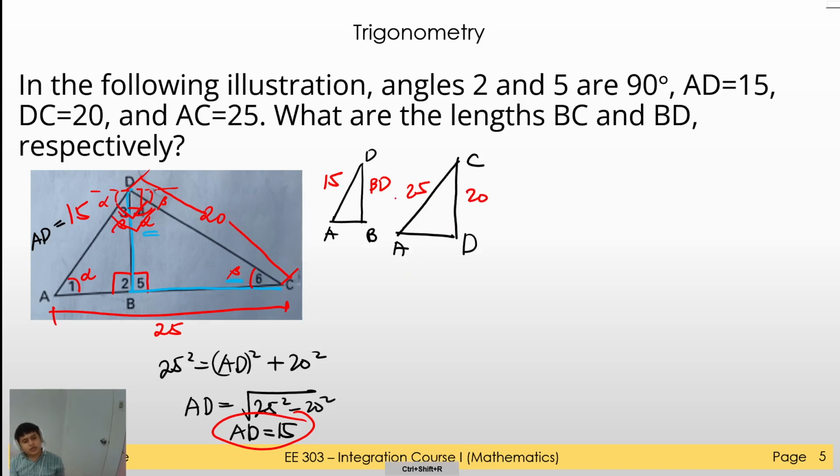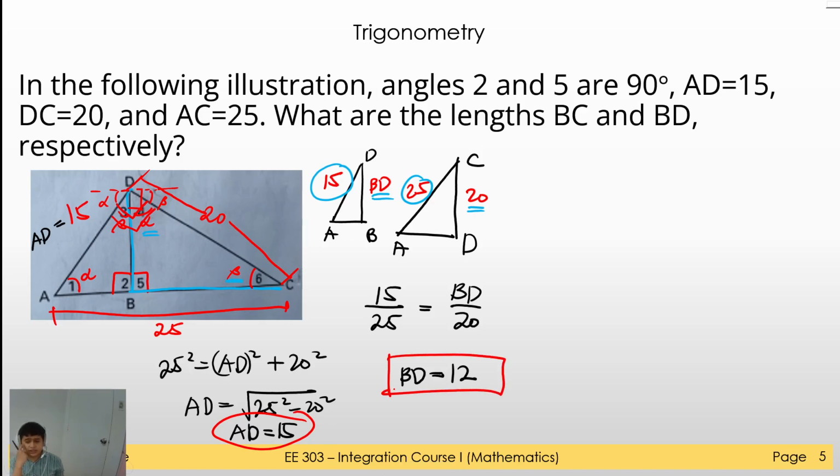Using the ratio of these two triangles, we know that the ratio should be equal for the same side. So 15 over 25 should be equal to BD over 20. So we can find the length of BD, which is equal to 12. Calculate this.